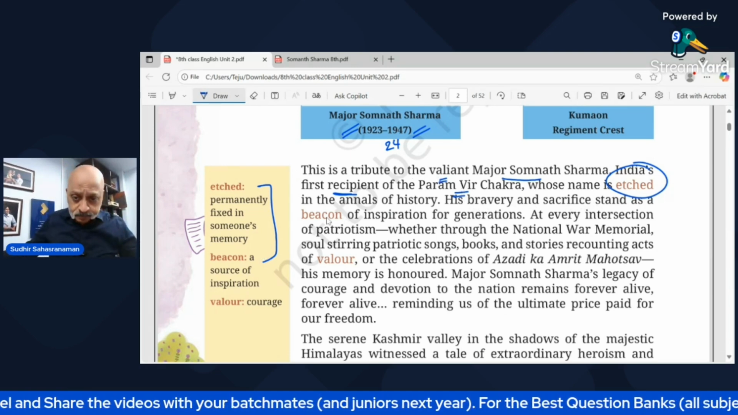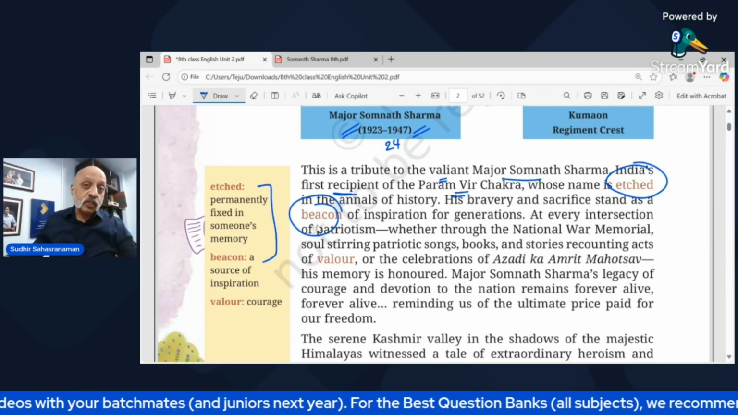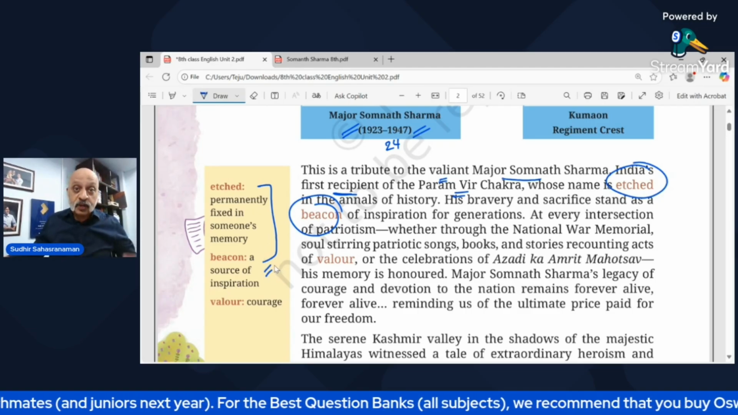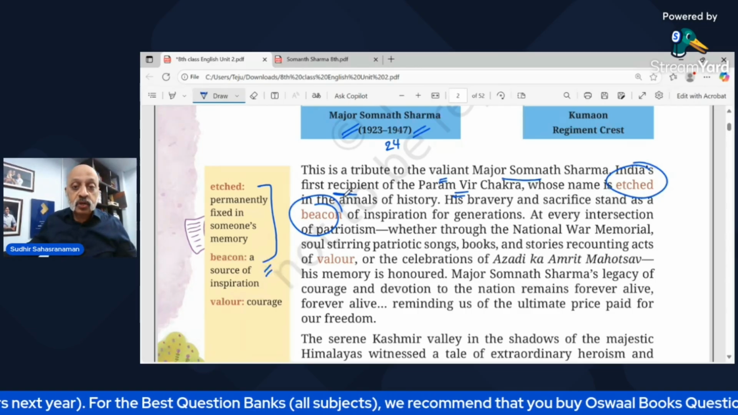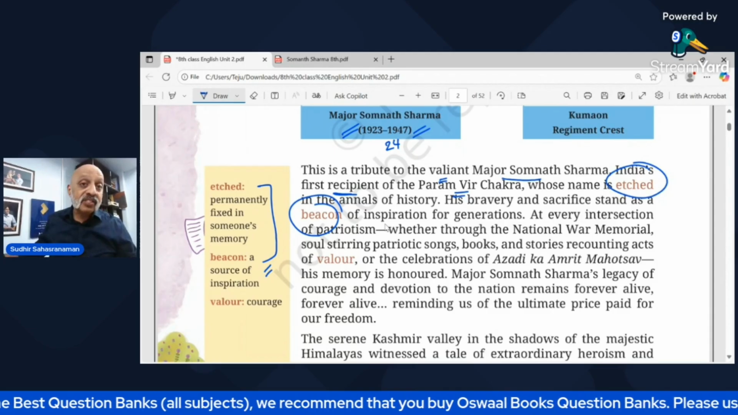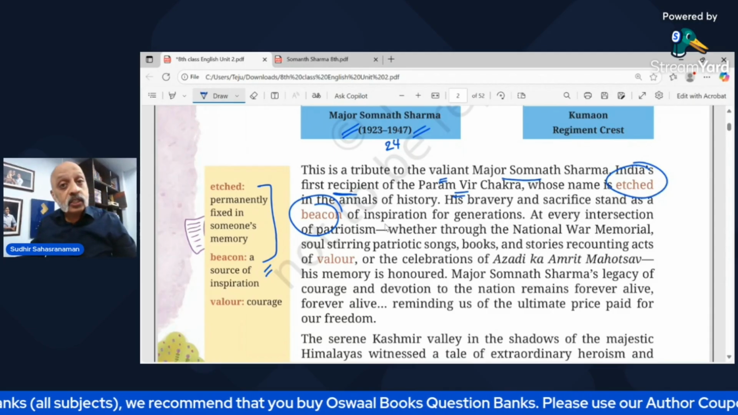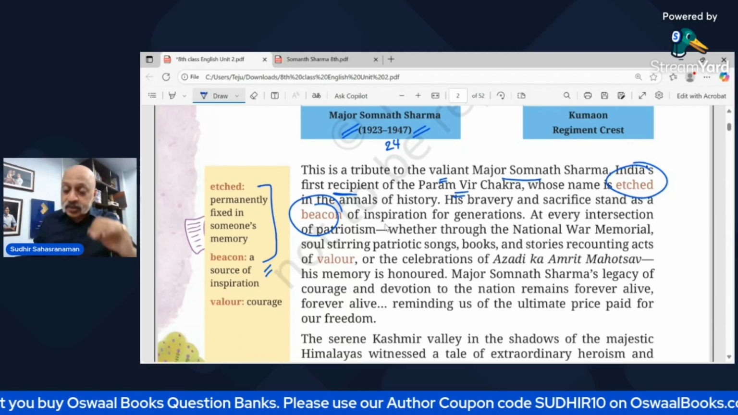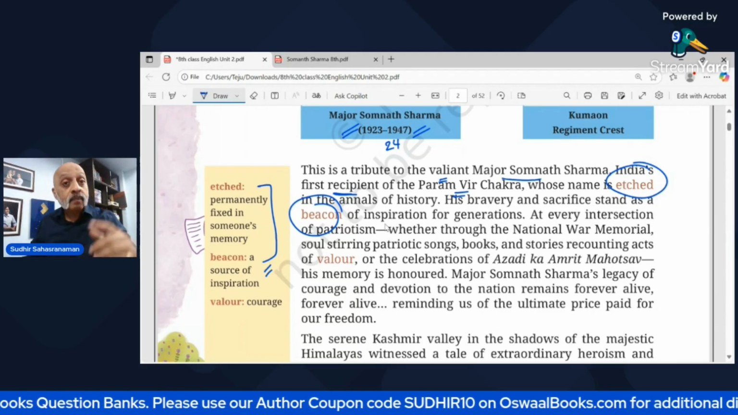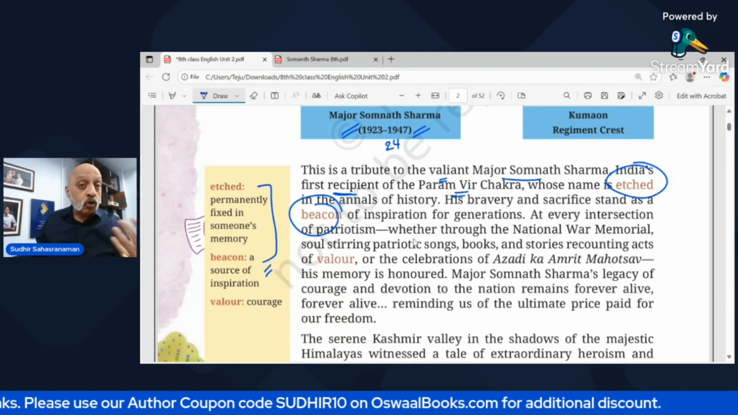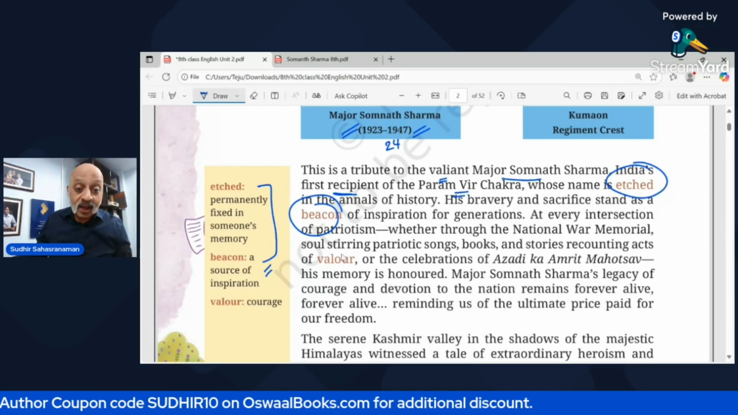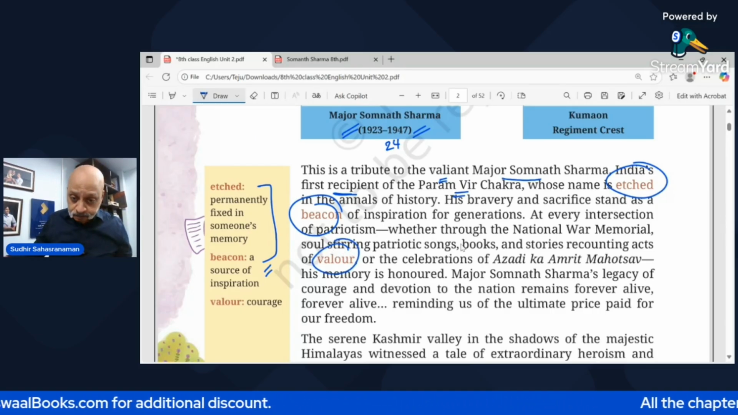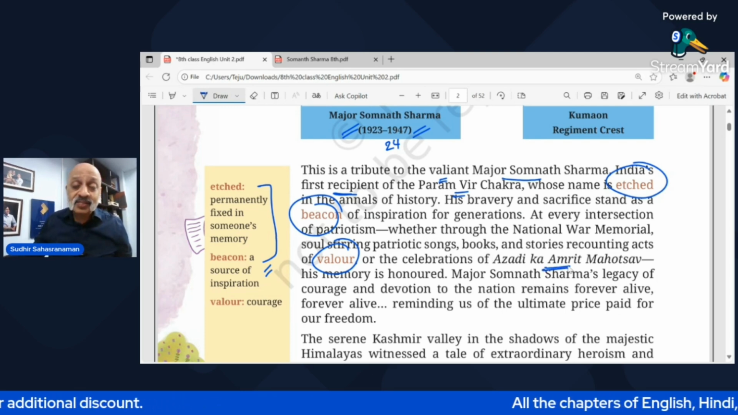His bravery and sacrifice stand as a beacon of inspiration. Beacon means a source of inspiration, a source of motivation for generations at every intersection of patriotism, whether it is through the National War Memorial, about which you studied in class 6 in the new Poorvi textbooks, or the soul-stirring patriotic songs, books, and stories recounting acts of valor. Valor, as I said, means courage. Or the celebrations of the Azadi Ka Amrit Mahotsav, his memory is honored.